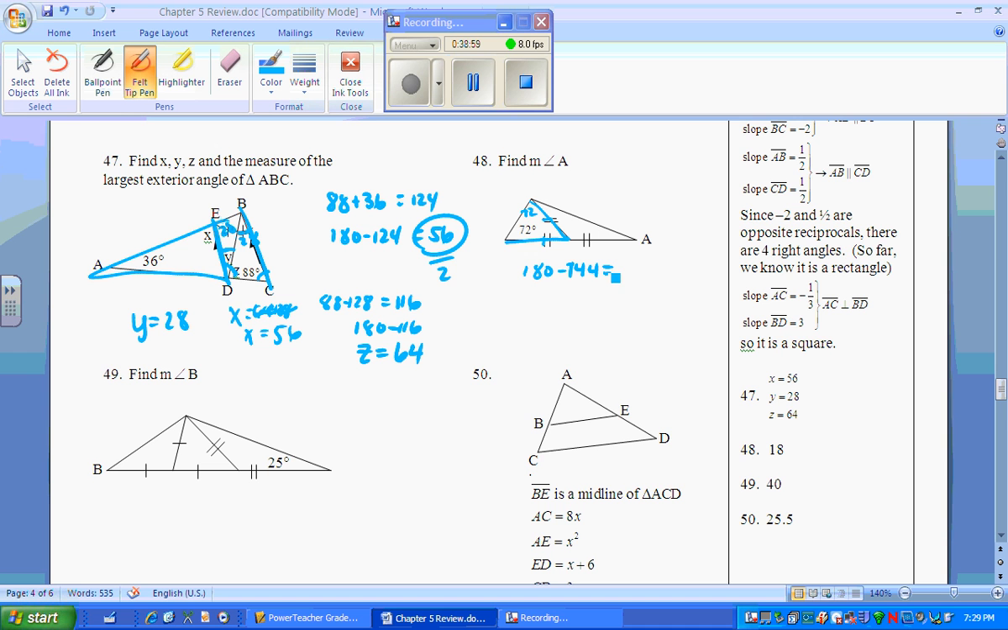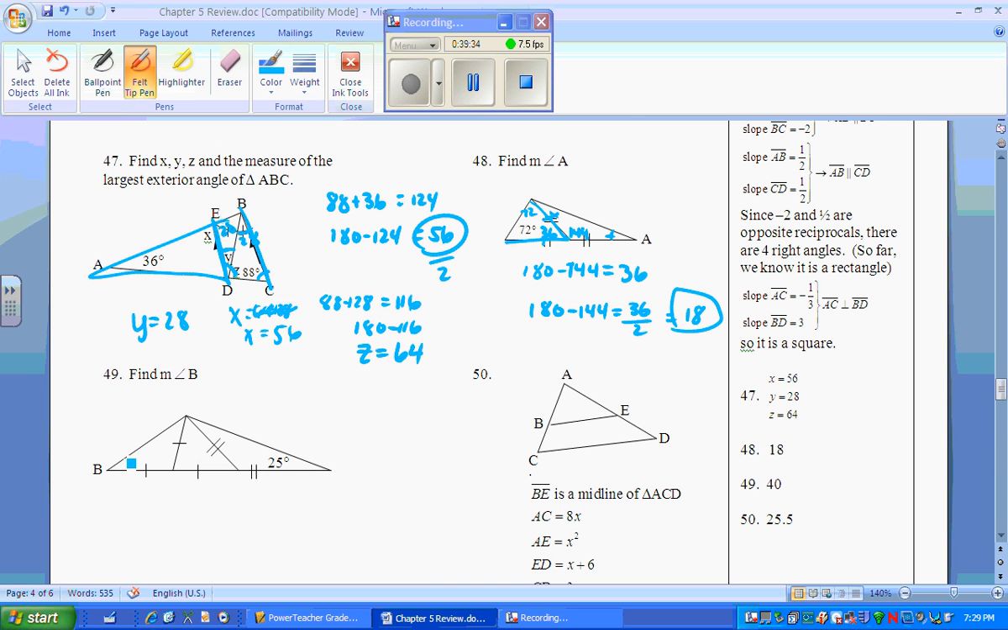144. 180 minus the 144. 36 goes here. You can figure out this angle over here. This angle over here is 144. These two angles are congruent. So you can do 180 minus 144, giving you an answer of 36. And you could divide it by 2, so the measure of angle A is 18.